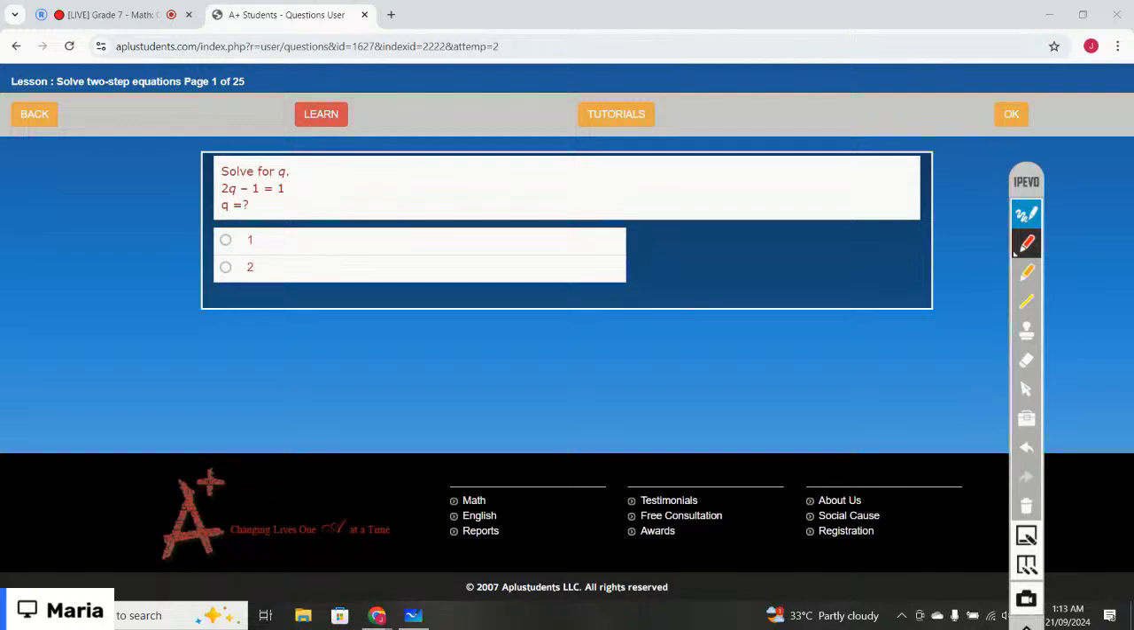Solve for Q. 2Q minus 1 equals 1. So your first step is to add 1 to both sides because you need to isolate the variable Q. So 1 plus 1 is 2, and 1 minus 1 is 0. That is 2Q equals 2.